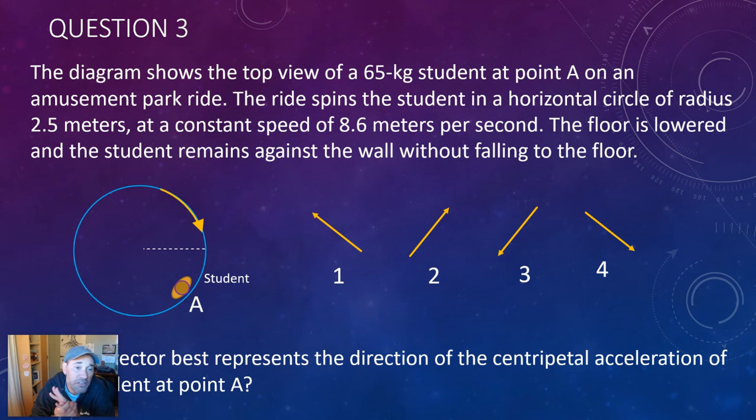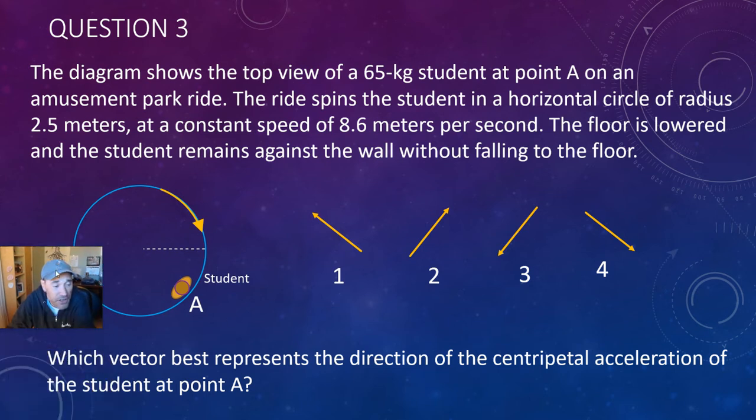So the ride spins, and the student is on a horizontal circle of radius 2.5 meters at a constant speed of 8.6 meters per second. The floor is lowered, and the student remains against the wall without falling to the floor. The question here, and we'll analyze this ride a little more later, is which vector best represents the direction of the centripetal acceleration of the student at point A?